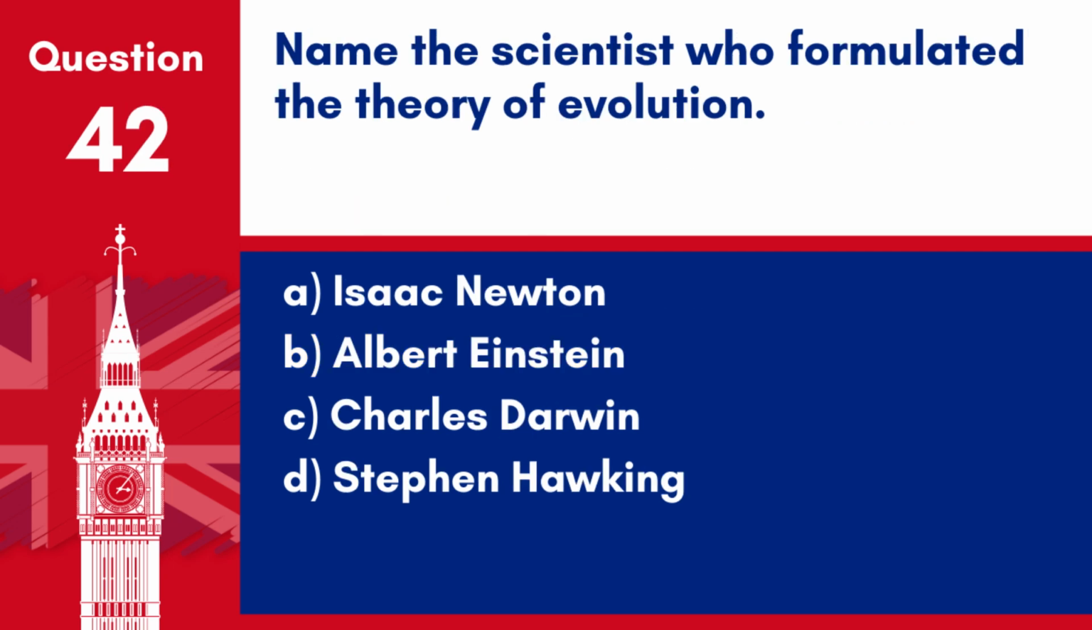Question 42. Name the scientist who formulated the theory of evolution. A. Isaac Newton. B. Albert Einstein. C. Charles Darwin. D. Stephen Hawking. Answer: C. Charles Darwin. Charles Darwin is renowned for formulating the theory of evolution by natural selection.